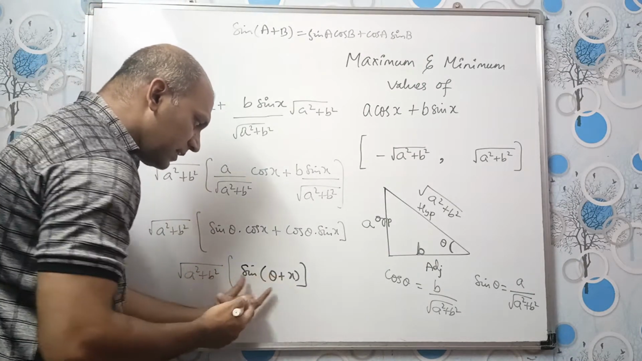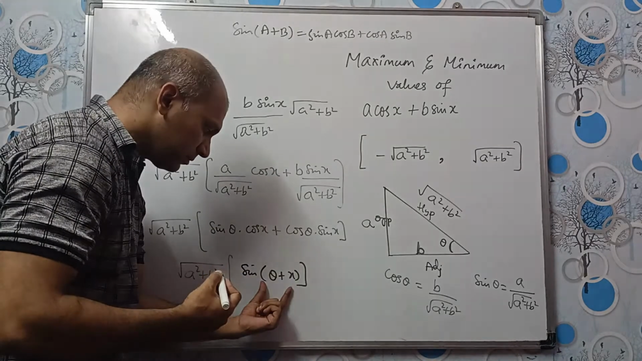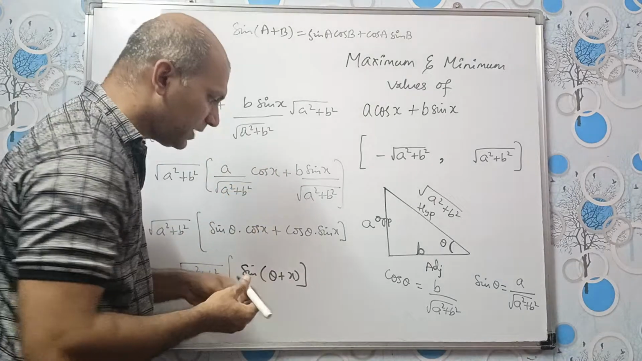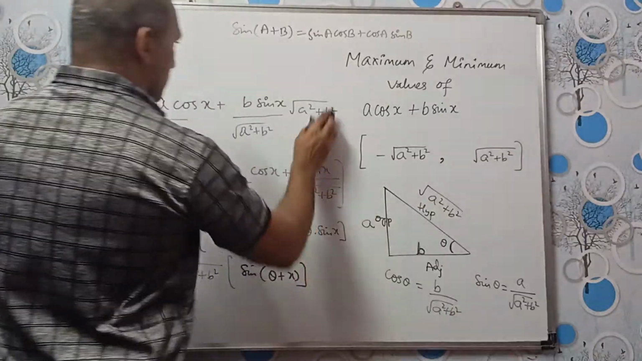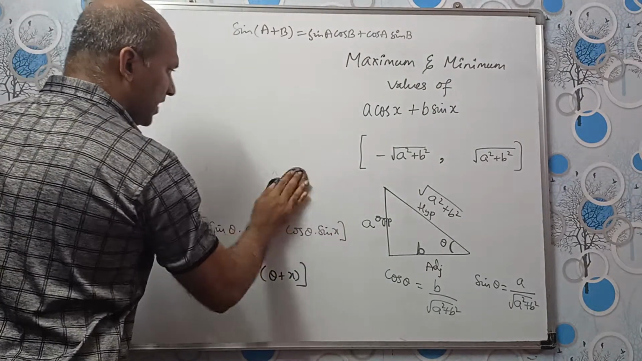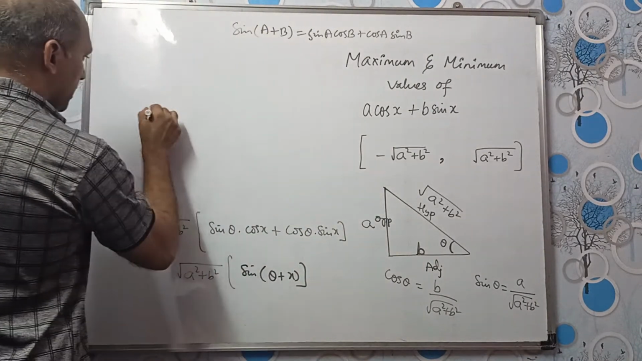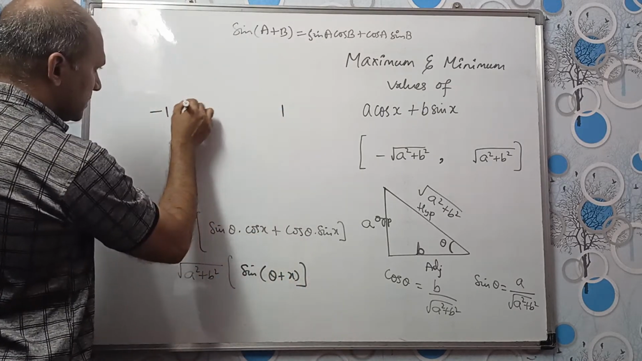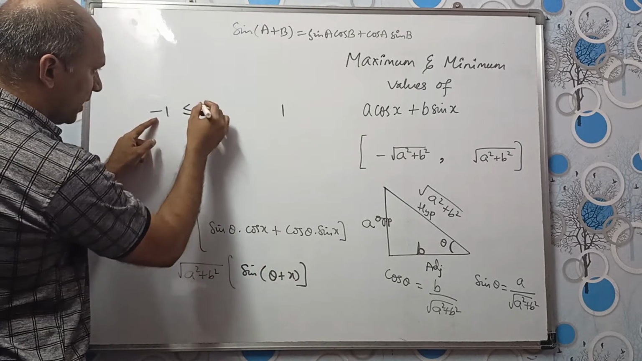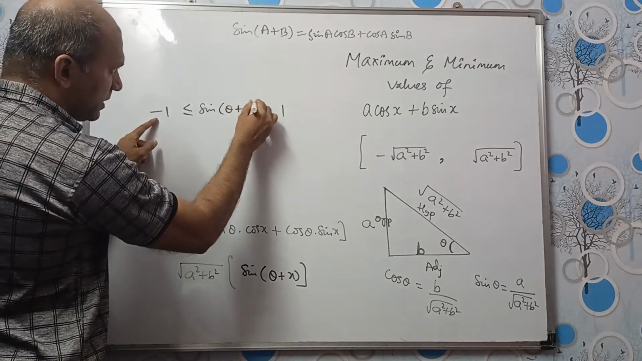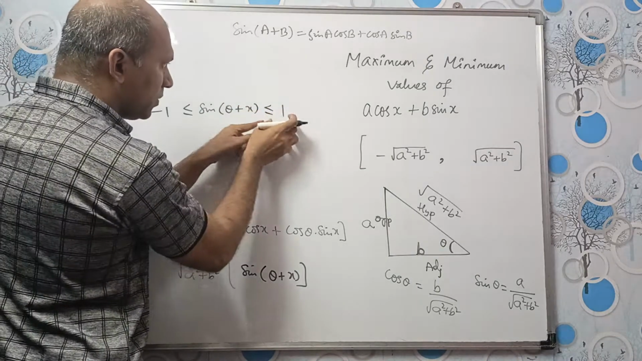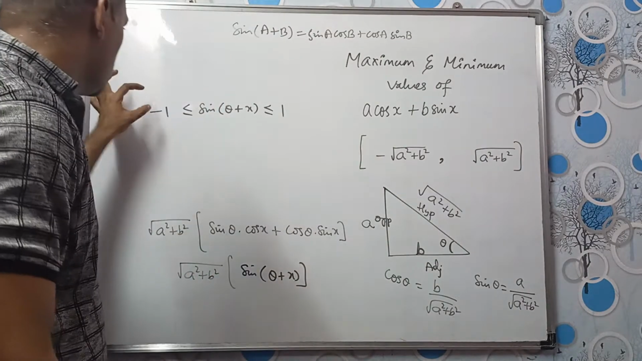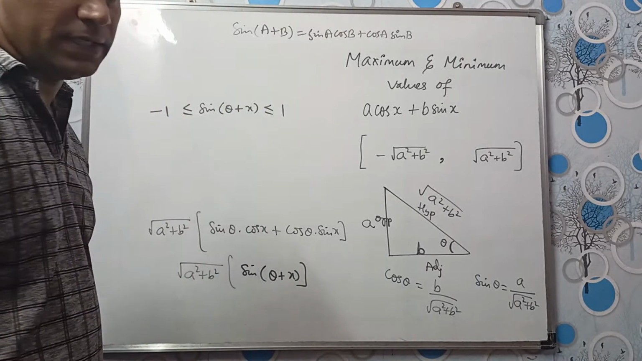Now we wrote this as a single value, sine. So we know the minimum sine value will be minus 1 and the maximum will be plus 1. So sin of theta plus x will be greater than or equal to minus 1 and less than or equal to plus 1, which means the value of sin of theta plus x will range between minus 1 and 1. So this is how we write it.